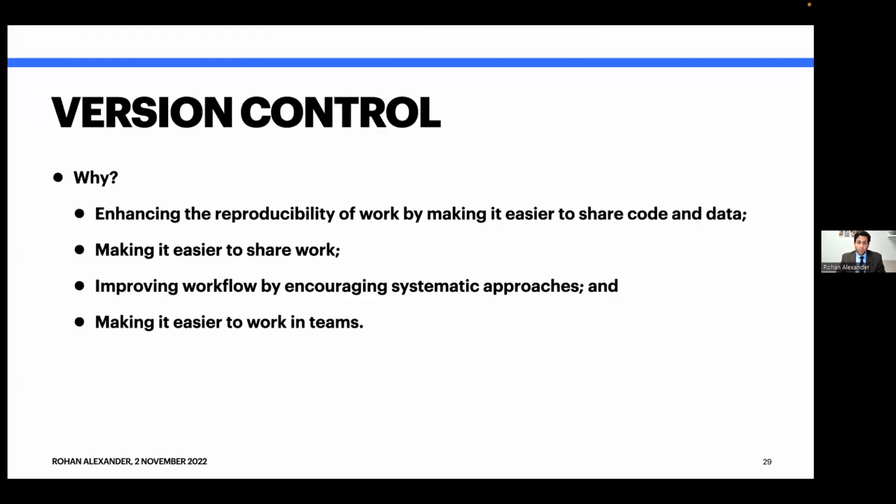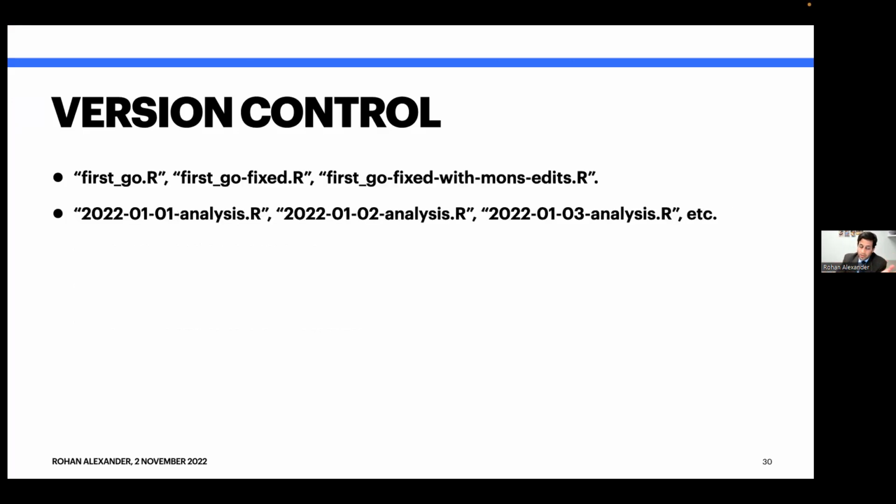So why might we be interested in version control? It makes it easier to share code and data, especially as we work over time. Often, and this is how I started with version control, we'll create multiple versions of the same file. So we might say first go to R, and then we might fix some things, and we might say first go, fixed. We don't want to overwrite the changes, and so we create a new one. And very soon we have hundreds and hundreds of files.